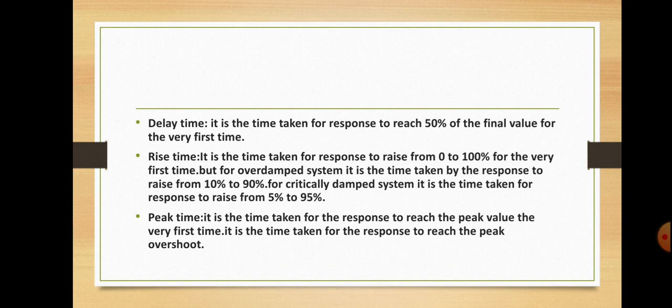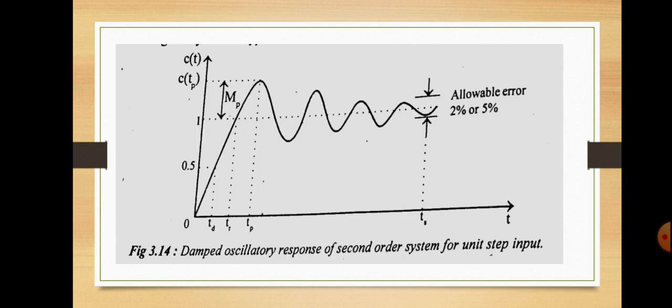And next is the peak time. Peak time is the time taken for the response to reach the peak value for the very first time, that is, the time taken for the response to reach the peak overshoot. You can see that TP is marked, and corresponding to TP the amplitude is very high, corresponding to the maximum value. So TP is the time taken for the response to reach the maximum value or maximum overshoot.